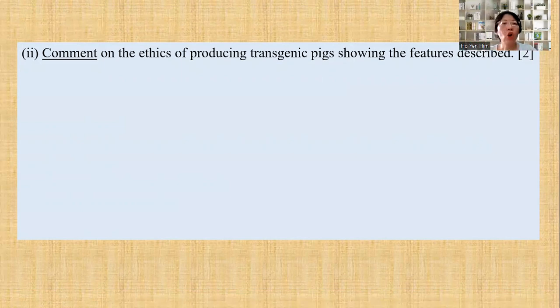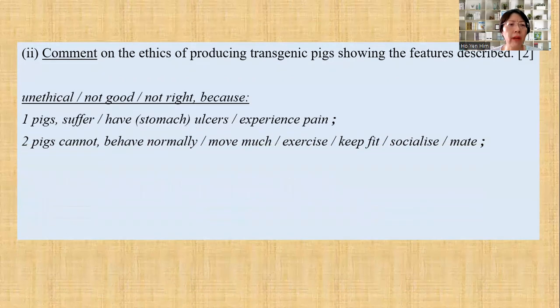Now, comment on the ethics of producing transgenic pigs, showing the features described. So the features described in the question say that transgenic pigs cannot reproduce, and they're very stressed. So they say comment on means you state what is good about it and what is not so good about it, right? So it's good or unethical.